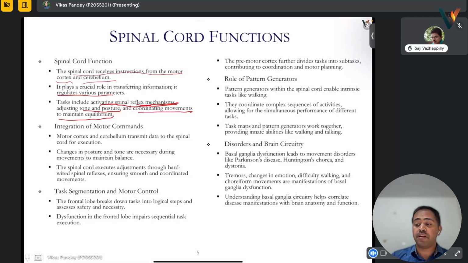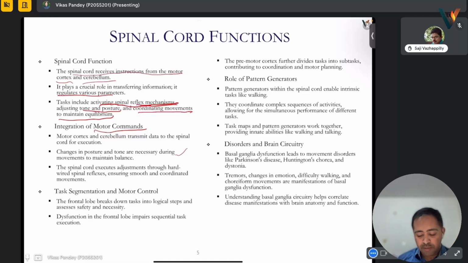Then the next function of the spinal cord is integration of the motor commands. The motor cortex and cerebrum transmit data to the spinal cord for execution. But it is not just this much. Suppose I have to move the hand; it is not that my whole body will remain stiff and I will just move this hand. Moving the hand will also include some other posture change as well as maintaining the balance of the body. Like when I am moving the hand, my shoulder is also moving, and my head will move a bit to maintain the posture as well as the balance. Now this is all done in the spinal cord, like maintaining the posture.